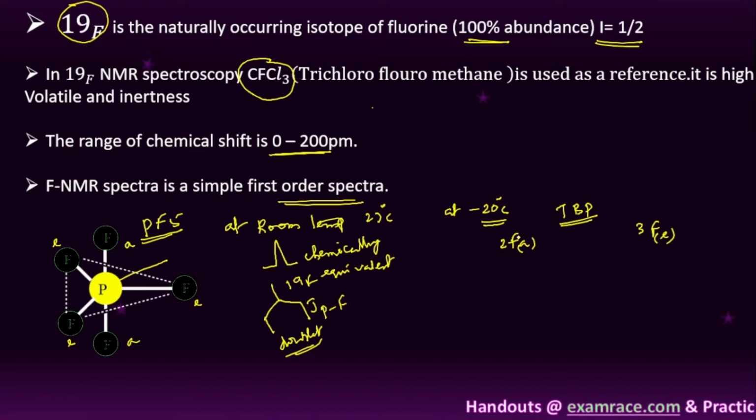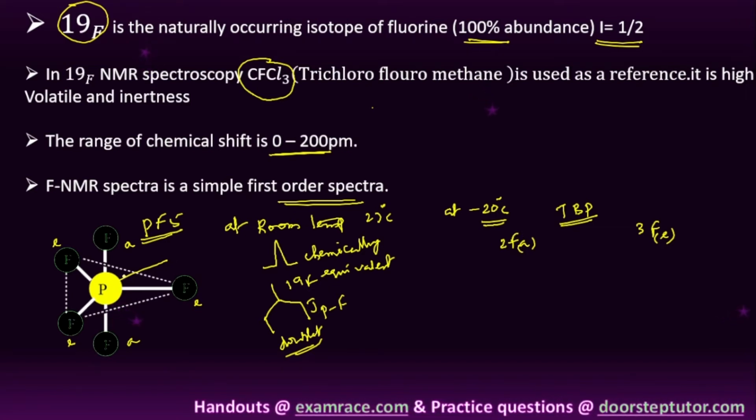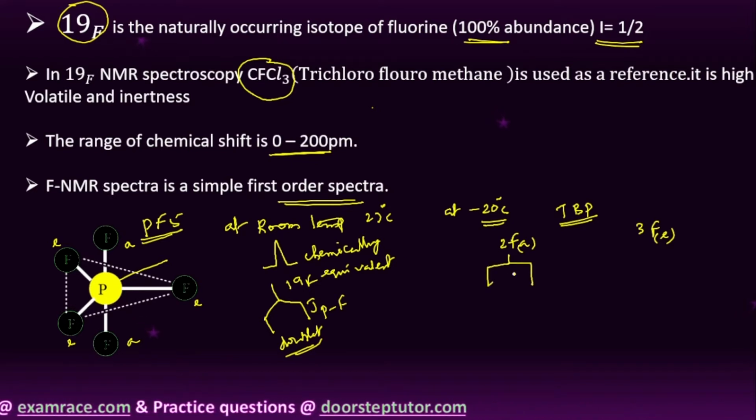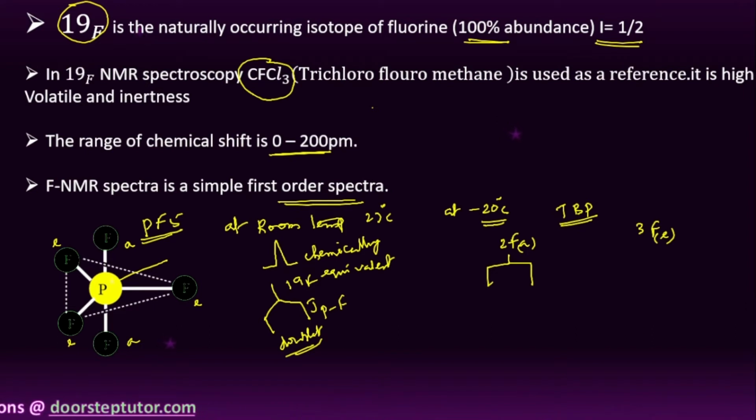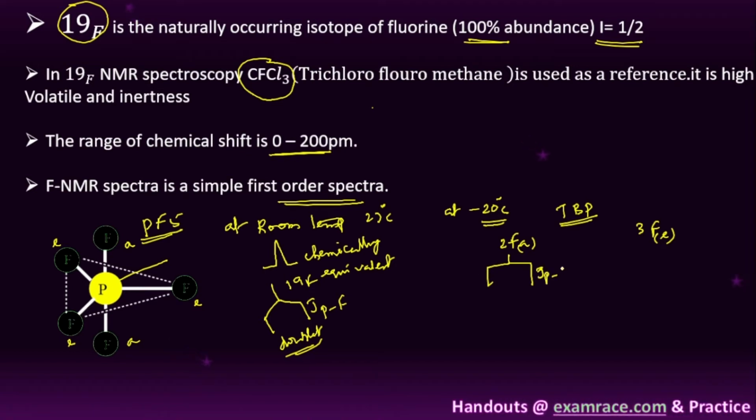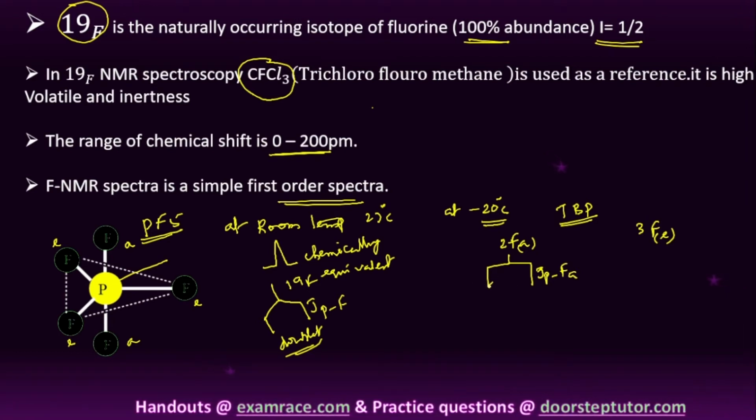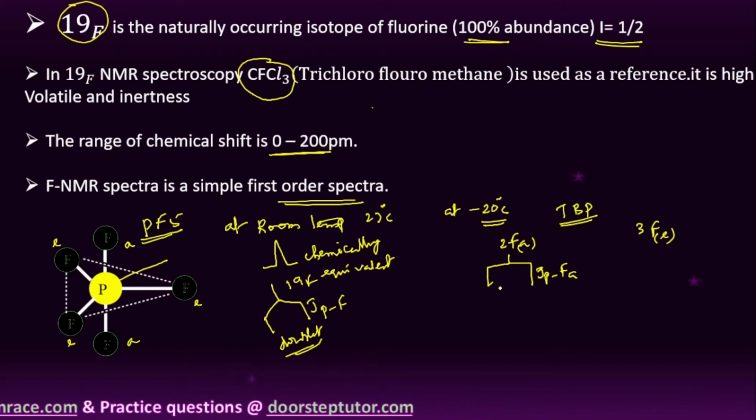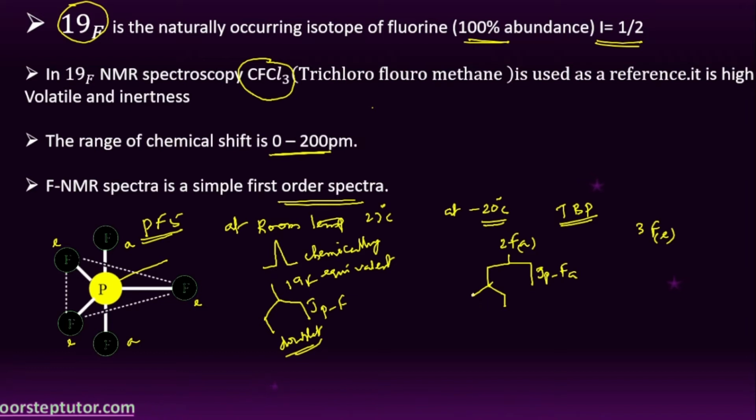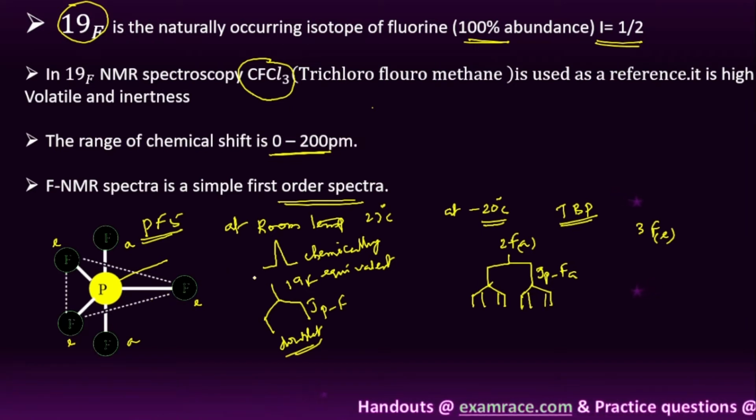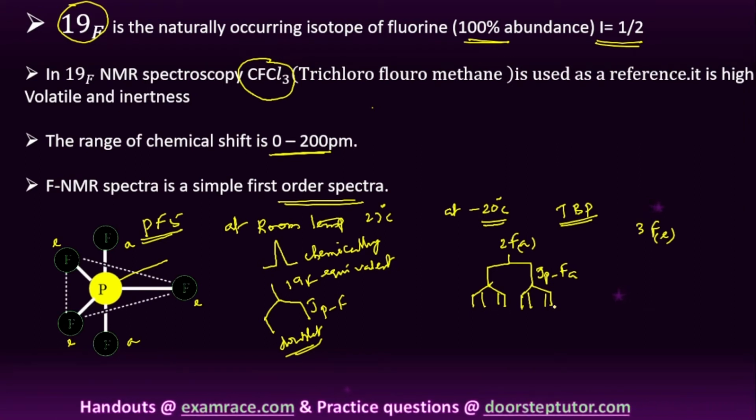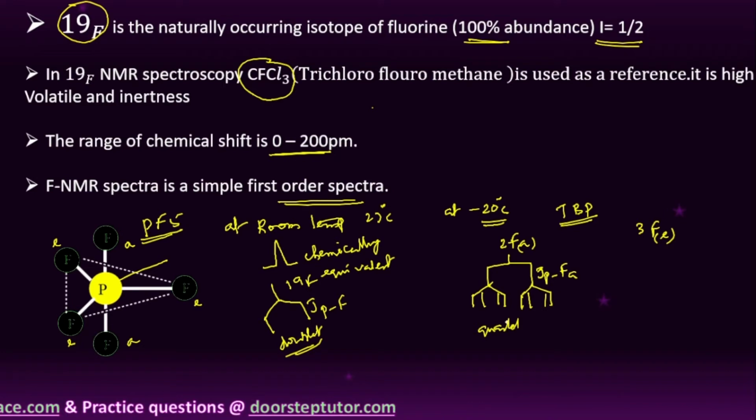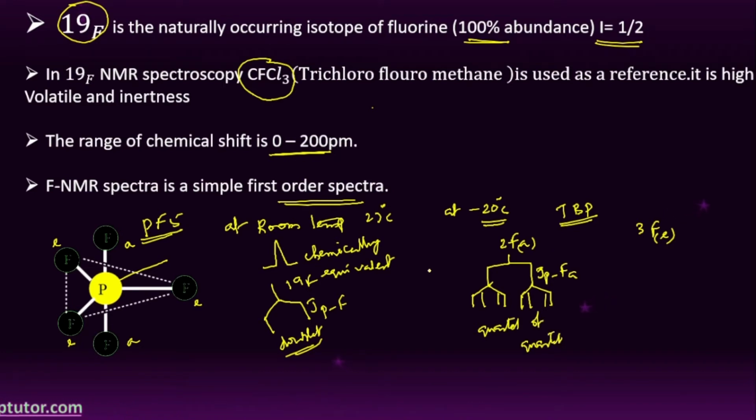These axial fluorine atoms are coupled with phosphorus and split into a doublet. According to the n+1 formula, these fluorine atoms are coupled with P31, so it splits into a doublet. Each singlet is again coupled with the three equatorial fluorine atoms, so each further splits by the n+1 formula into a quartet. So it gives a quartet of doublets for the axial set of fluorine atoms.